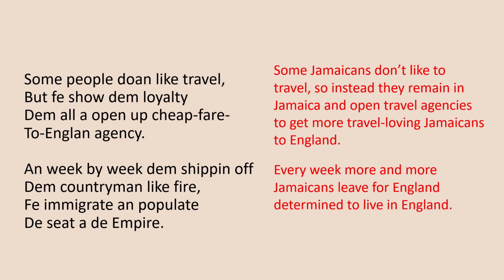In the next stanza, we learn that every week more and more Jamaicans leave for England, and they are really determined to live specifically in England, which is the seat of the empire, kind of like the throne room of the British Empire. They want to get into the crown room, into the royal place, into England.